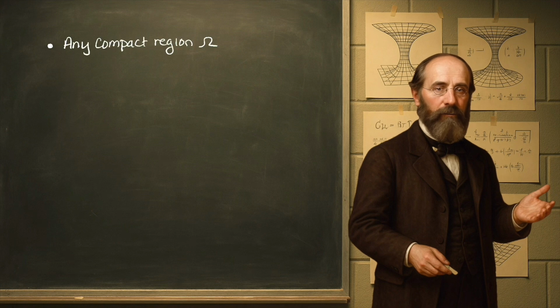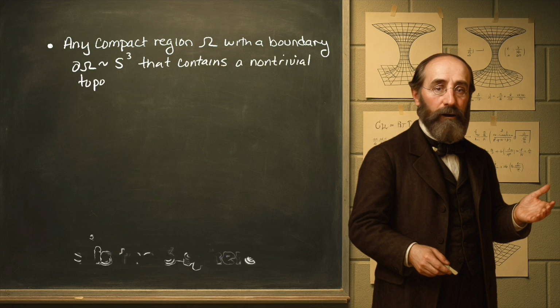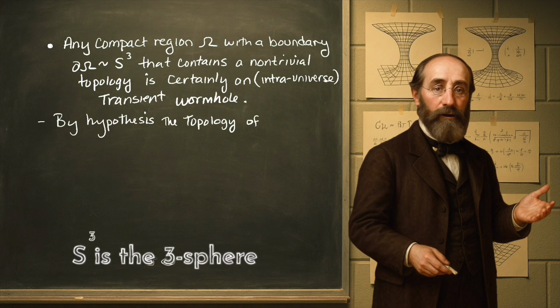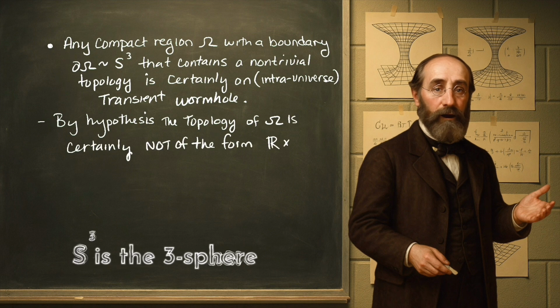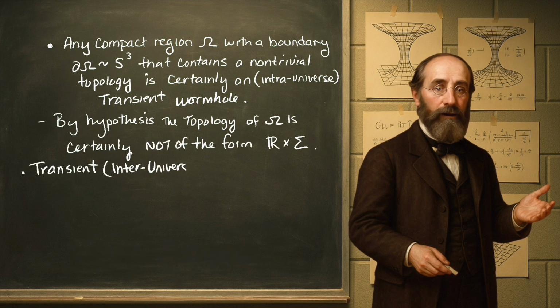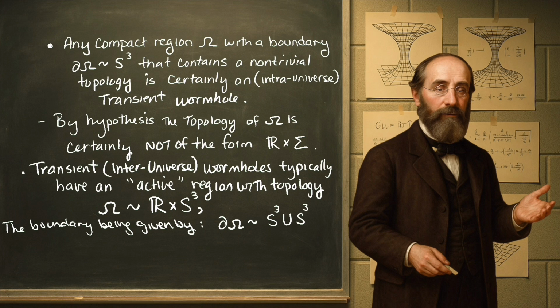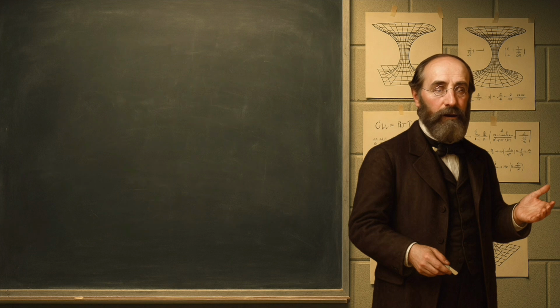Any compact region, Omega, with a boundary approximately S3, that contains a non-trivial topology is certainly an intra-universe transient wormhole. And by hypothesis, the topology of Omega is certainly not of the form R cross Sigma. Transient inter-universe wormholes typically have an active region with topology approximately R cross S3, the boundary being given as S3 in union with S3. Thus, a required mutilation of classical general relativity is necessary for classical topological changes.